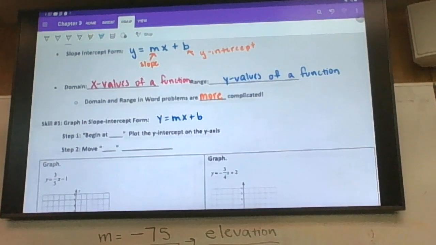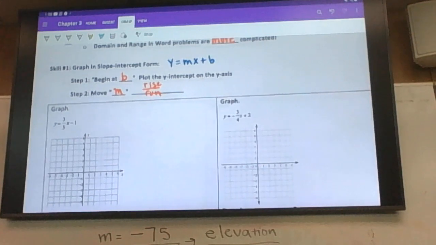So to graph, you're going to begin at the M value. No, I said that wrong. You begin at B. Begin at B, because begin starts with B and B is also b. And then you move the M value, because M and move both start with the same letter. The movement is rise over run. So you begin at the B and you move rise over run.